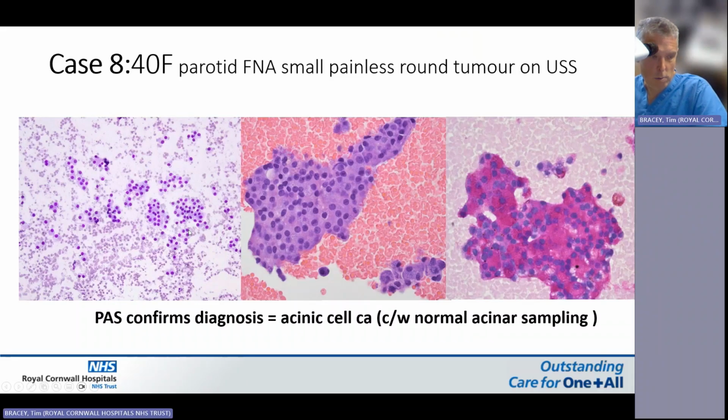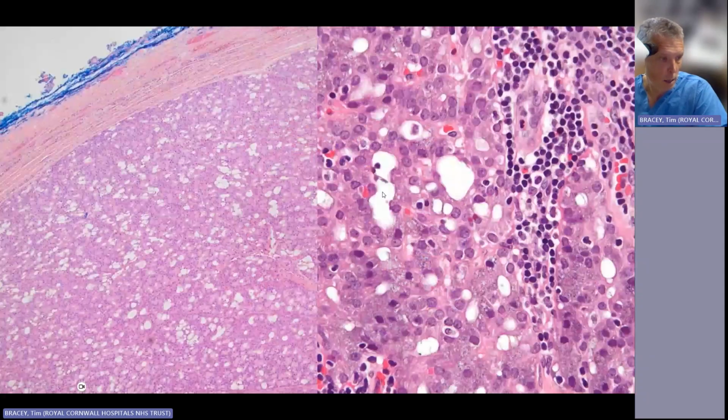The pitfall for this would be sometimes you get sampling of normal acini in a parotid FNA, but normal acini, you wouldn't get a group. If you start to get groups this sort of size, there should be some fat cells, and you'll also see some duct cells as well dotted around. This is too much, so this has to be an acinic cell carcinoma.